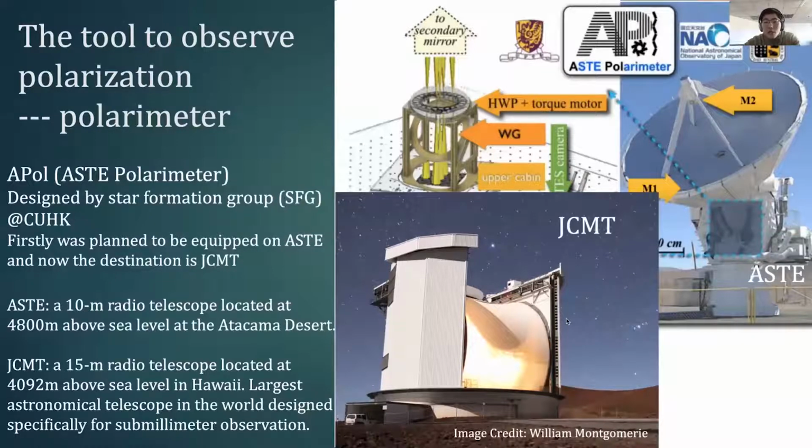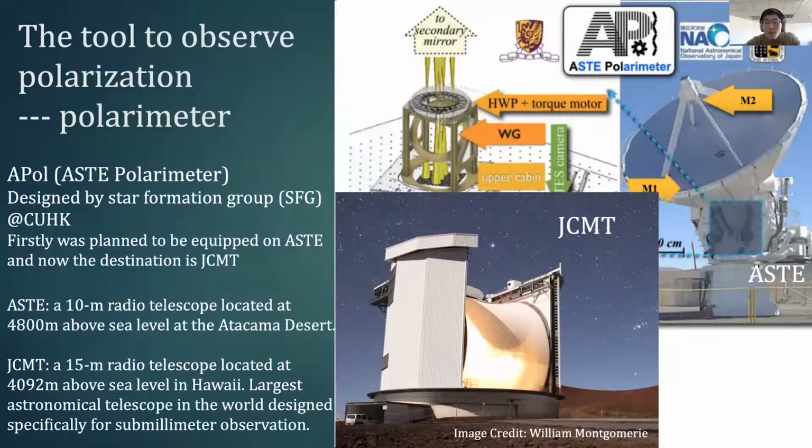After introducing the methods to detect the direction of magnetic field orientation, now let me introduce a tool to achieve such observations. This tool is called a polarimeter. A polarimeter is an instrument that is equipped on telescopes, which can help astronomers to take polarization observations.